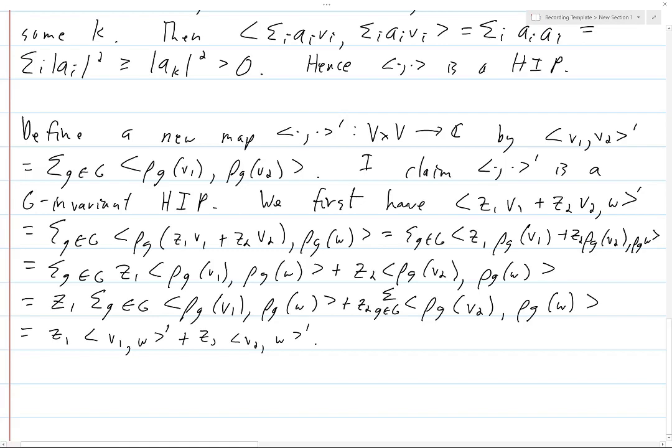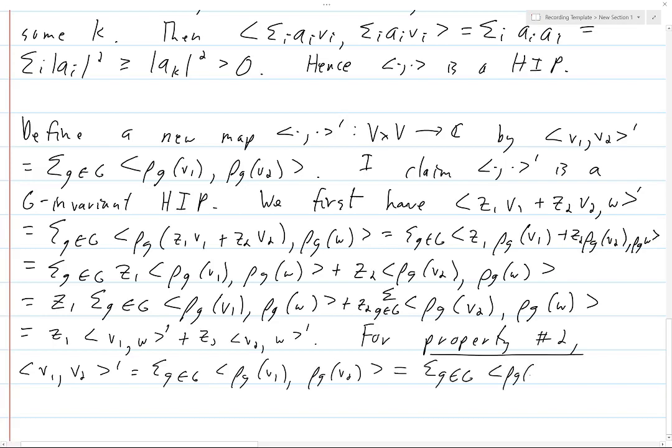For property number 2, the second thing, we take <v1, v2>' and sum over all g in G, <rho_g v1, rho_g v2>. Now we're going to flip these. When we flip them, we get complex conjugates, and we can bring that complex conjugate outside because sums work nicely. And then this is just <v2, v1>'. Okay.